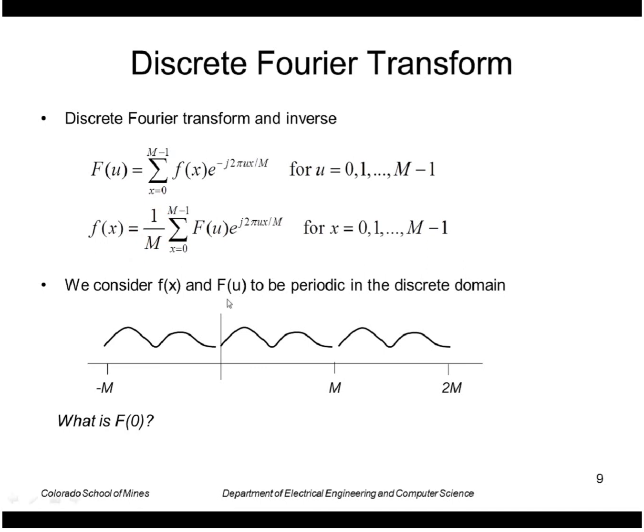So we can consider the function and this transform to be periodic. So if we have a function defined from 0 to M minus 1, we consider that as repeating infinitely in both directions. The special case of u equals 0, so capital F of 0, if we simply plug in u equals 0 here, this term becomes 1, so we're just summing over f of x over all values. So that's kind of a DC term, the total energy of that original function.